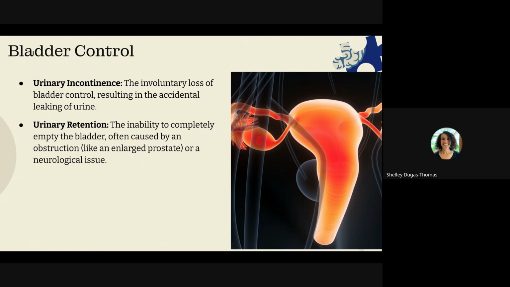Incontinence versus retention, these are exact opposites. Incontinence is the inability to hold in urine, so that could be stress incontinence, and this is involuntary leaking. Retention is the inability to let it out. The bladder fills up but cannot empty it.